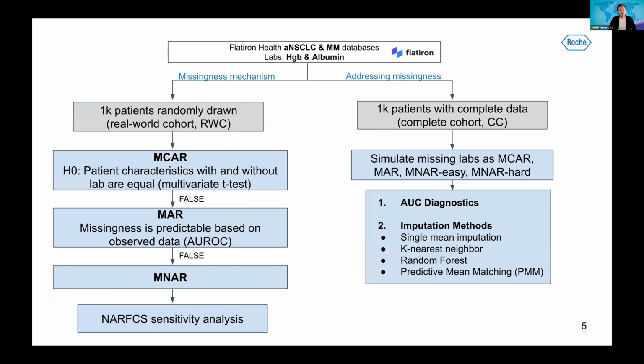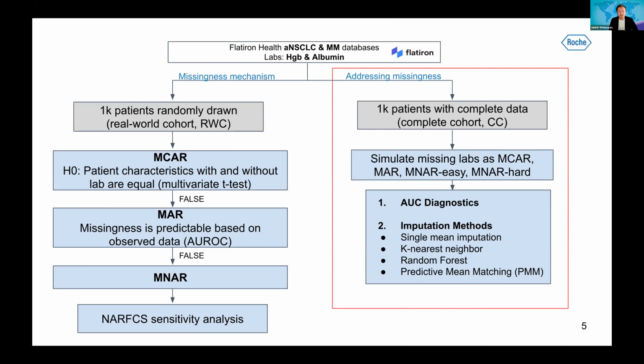But to test drive this systematic workflow, we conducted a comprehensive pilot study among first-line treated non-small cell lung cancer and multiple myeloma patients with hemoglobin and albumin labs as exemplary labs for this project. And first, we wanted to validate the assumptions of this systematic workflow by sampling 100 data sets of each 1,000 patients who were observed to have complete labs in the 30 days preceding the first line initiation. And those cohorts we refer to as complete cohorts.